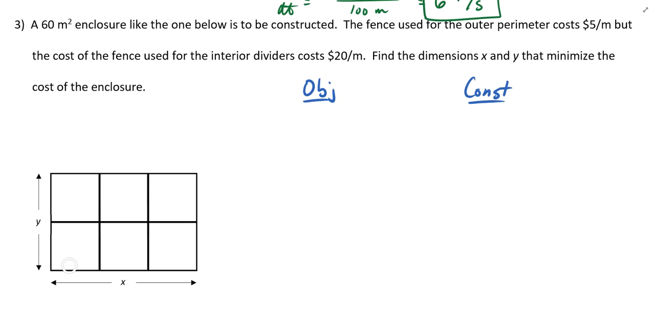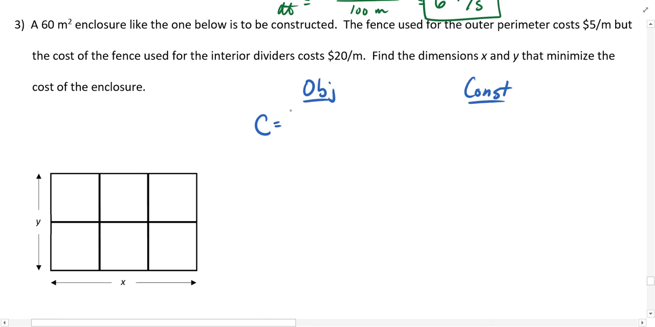So we have this enclosure. This is a top-down view of some sort of enclosure or barnyard that needs to be constructed. The fence on the exterior costs $5 per meter, but the cost of the fence for the interior dividers is $20 per meter. Our objective is to find the dimensions x and y that minimize the cost of the enclosure.